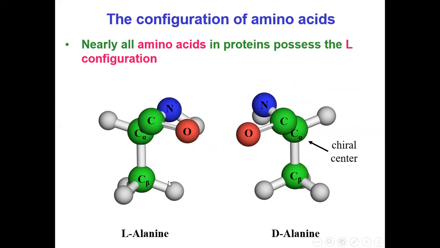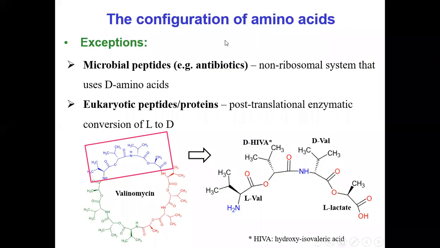And the reason for that is that the system that integrates amino acids into the protein chain, the ribosomes, has evolved to recognize only the L type of amino acids. But as is usually the case in biology, when we have a rule, we also observe in some cases the exception. And this is what happens here as well in our case.